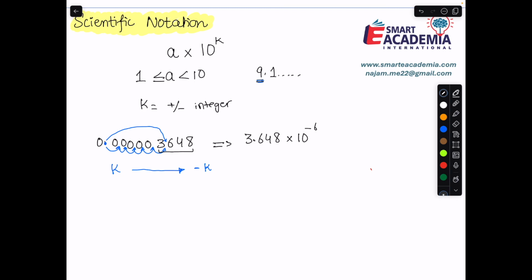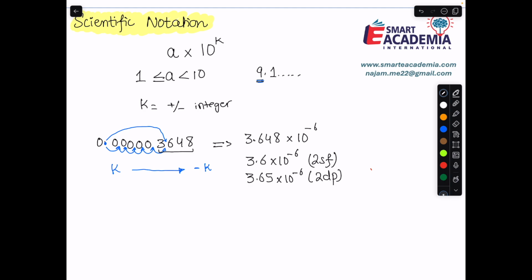Now, if the question says round this to two significant figures, you can say 3.6 times 10 to the power -6, two significant figures. If the question says round the answer to two decimal places, you can say 3.65, because 8 is greater than 5, so the 4 needs to be added by 1. So times 10 to the power -6, this is two decimal places. So the approximation can vary, like to what significant figure or what decimal place you want to approximate.